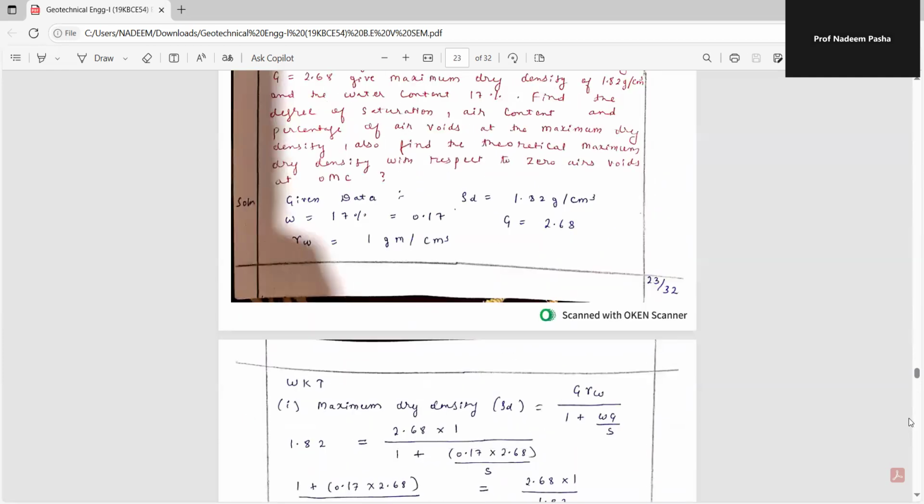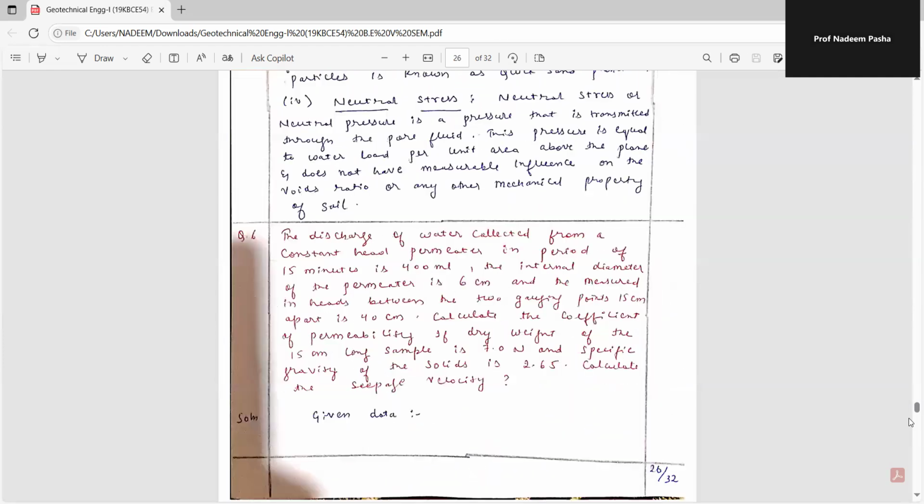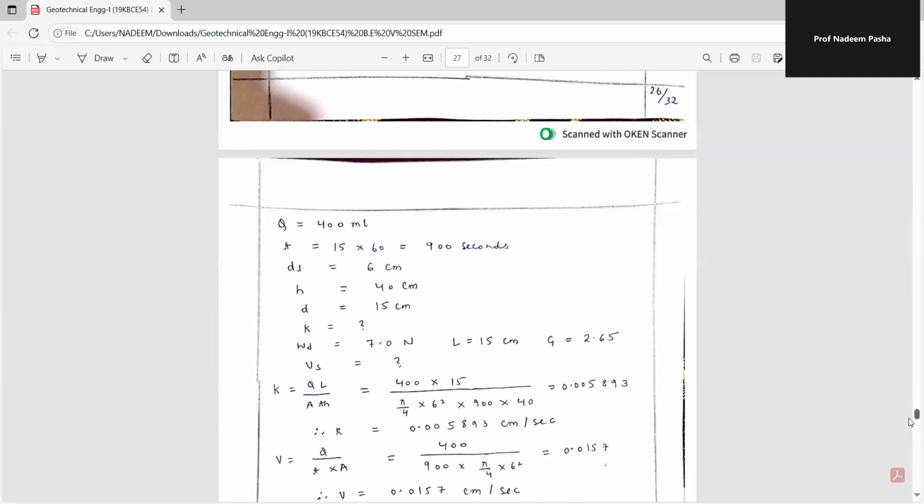This we have seen already. This also we have seen, quicksand phenomena and all. Now we were left with 10 mark question that we will continue in the next class.